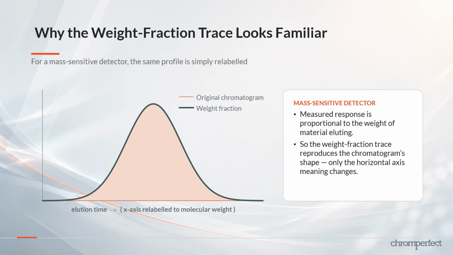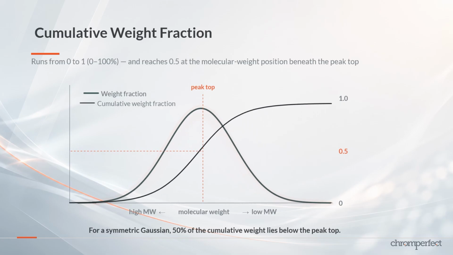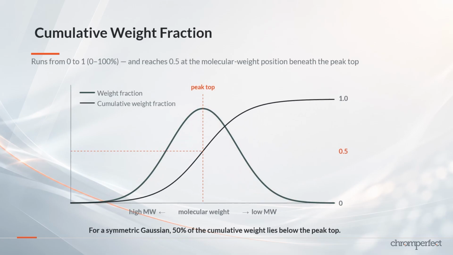The cumulative weight fraction trace represents the integral of the weight fraction trace. It is normalized so that it begins at 0 and ends at 1, or from 0 to 100% when expressed as a percentage. At any molecular weight, the cumulative trace indicates the proportion of the sample that has already been accounted for on one side of that point. For a symmetrical Gaussian distribution, the halfway position on the cumulative trace lies below the peak top, as expected.